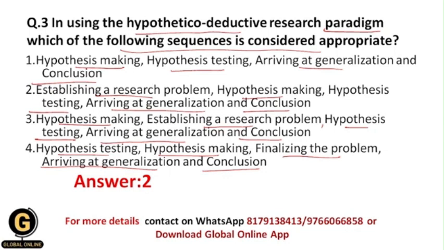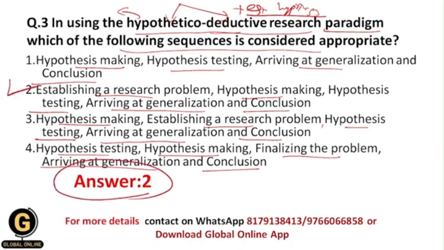So what is the meaning of hypothetical deductive research paradigm? In this research paradigm you can see these two words, hypothetical and deductive. Hypothetical means you are going to formulate the hypothesis, and deductive means you are going to test the hypothesis. So this is the meaning of these two words, okay? That's why in this research paradigm you first need to formulate the hypothesis, which is mandatory, and second, deductive means you are going to test the hypothesis. That's why your correct answer should be 2, that is this one, okay?